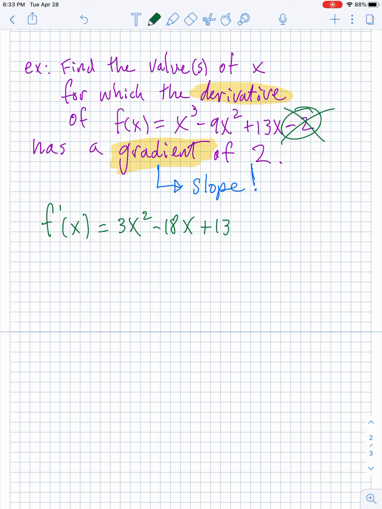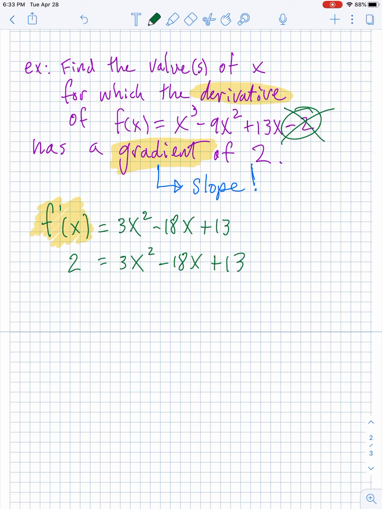Now, we want to know when that is equal to 2. That's not feeding a 2 into it. That's what do we feed into it to get a 2 out of it? So instead of putting a 2 in for x, we're going to replace this guy with a 2. 2 is equal to 3x squared minus 18x plus 13.